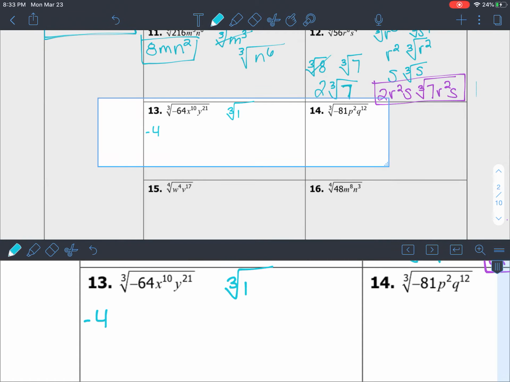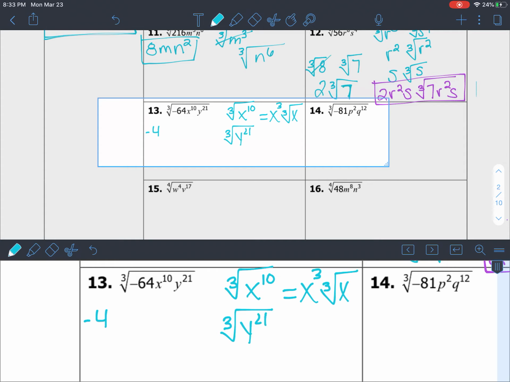If we're thinking about the cubic root of x to the 10th, we need to think about how many sets of 3 are in 10. So there's 3 sets in 10 with 1 left over, because I would have 3 sets of 3 x's, which makes up 9 x's, and 1 more would give me 10. We all following there?